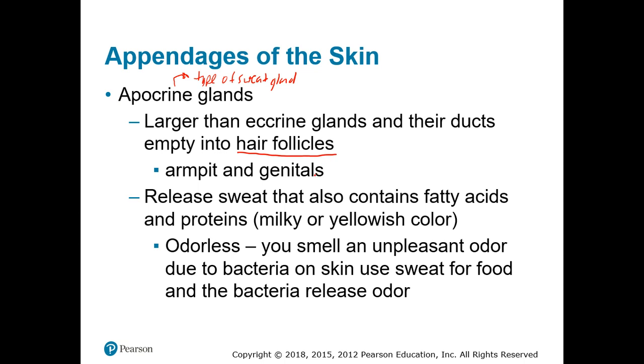They are often found in very specific regions of our body, specifically our armpits and our genitals, where during puberty you're going to see a lot of hair growth. Now, this sweat is not the same as the sweat that gets released from your eccrine glands. This sweat contains a lot of fatty acids and proteins, and it gives the sweat a milky or yellowish color. Most often you associate this sweat with an odor, but this sweat is actually odorless.